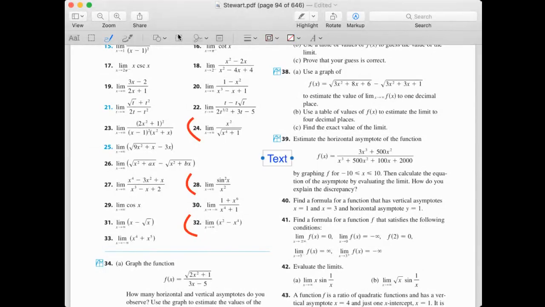So let me type in here. Think about t equals 1 over x. To find the limit of this is the same as finding the limit after you just change the value to 1 over x. All right, then you use the identity.